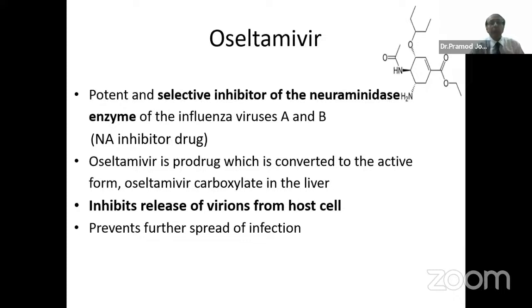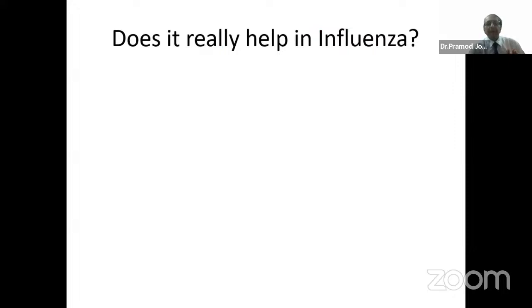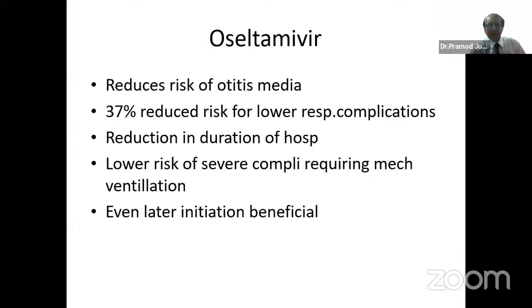And it is a potent and a selective inhibitor of the neuraminidase enzyme of the influenza viruses A and B. And oseltamivir is a prodrug which is converted to the active form oseltamivir carboxylate in the liver, and it inhibits the release of virions from the host cells, and it prevents the further spread of infection. And as I told you, it halts the influenza virions' ability to spread to the new human cells. Now, whether it really helps in influenza, that is the question. And real answer is yes. It reduces the risk of otitis media. There is 37% reduced risk for lower respiratory complications.